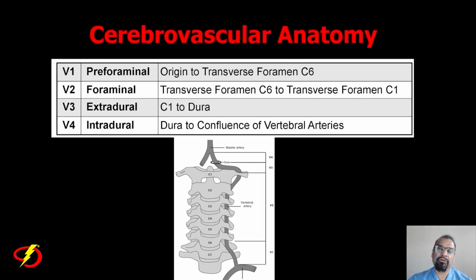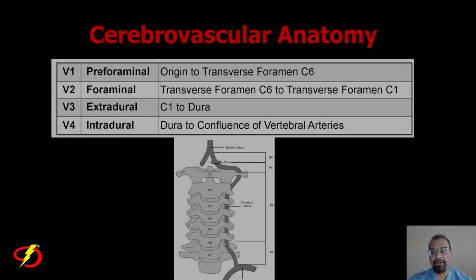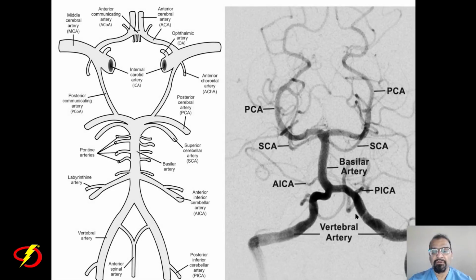So again, there are four segments of each vertebral artery, the V1, V2, and V3 segments being extradural, and the V4, the very most distal segment, being intradural or contained within the brain.